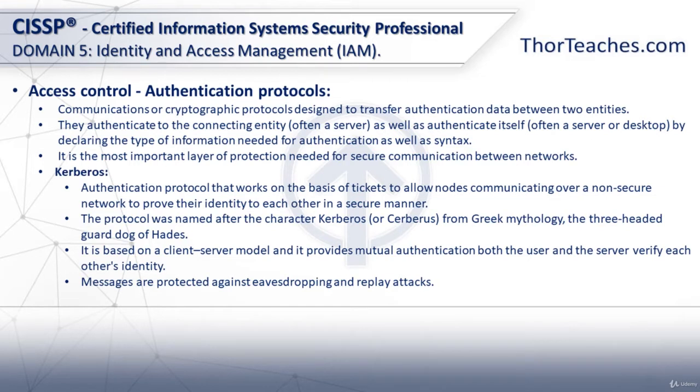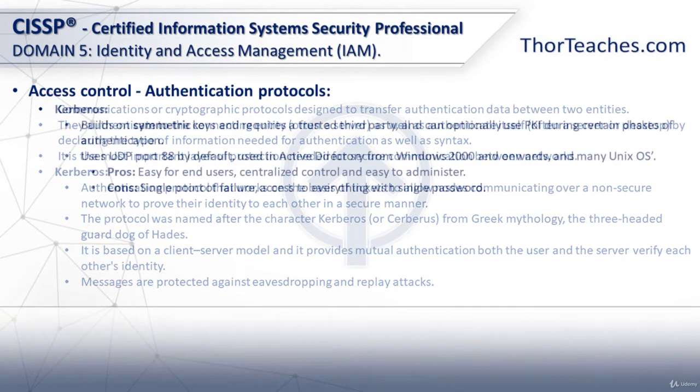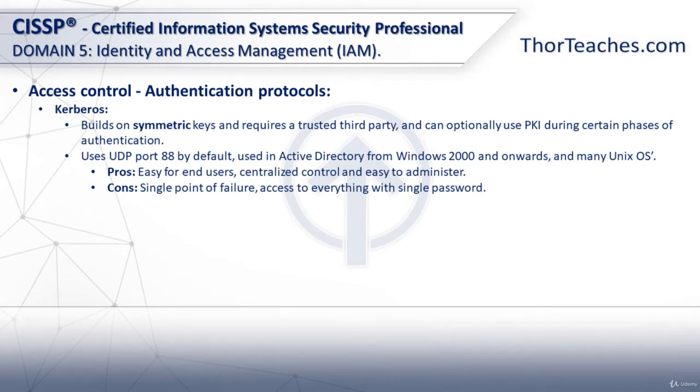And this is based on the client-server model, where we have the mutual authentication of both the user and the server verifying each other's identity. In Kerberos, messages are protected against eavesdropping and replay attacks. Kerberos builds on symmetric keys, and it does require a trusted third party, and it can optionally use PKI during certain parts of the authentication. Kerberos uses UDP port 88 by default. You can change that. And it has been used in Active Directory from Windows 2000 and onwards, and it is also used in many of the Unix OSs.